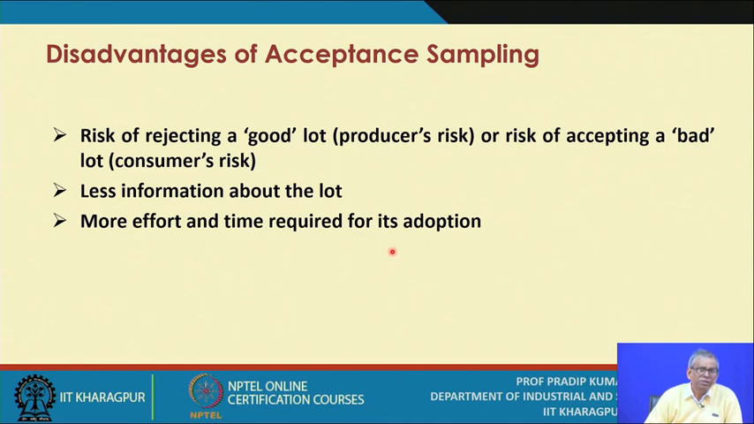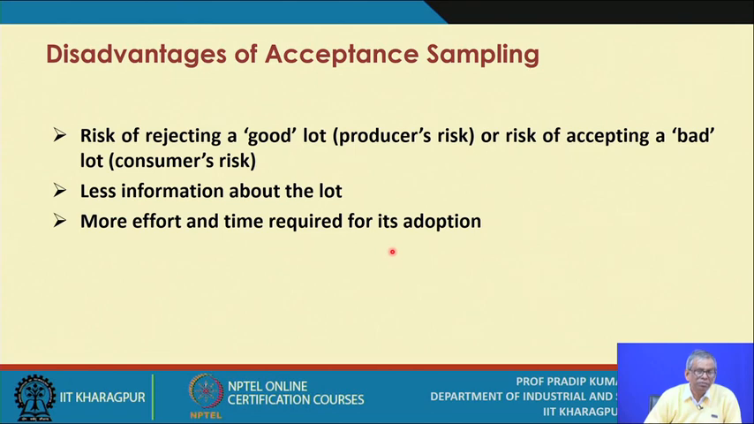But along with these advantages, there might also be certain disadvantages. So what are those disadvantages? The disadvantages are few. Risk of rejecting a good lot is referred to as the producer's risk. This is there because of the inherent nature of sampling. Risk of accepting a bad lot is referred to as the consumer's risk. While you design a sampling plan, these are known implicitly, so you make them explicit, and you design the sampling plan in such a way that the producer's risk and the consumer's risk are held at the minimum level.